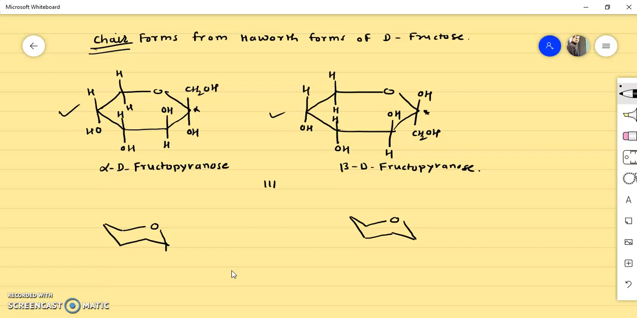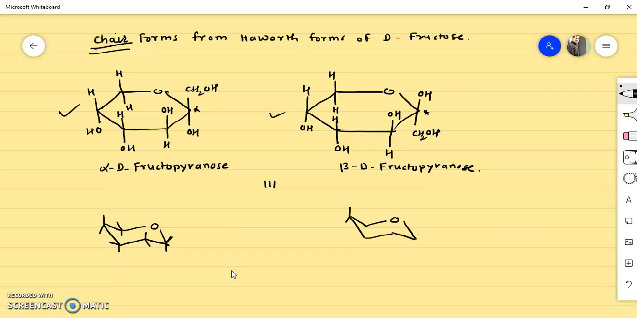Now this is axial bond, this is equatorial bond. Okay, so again this is axial bond, this is equatorial bond. Okay, this is equatorial bond, this is axial bond, this is axial bond, this is equatorial bond, and this is equatorial, this is axial. So in this way, for this chair also we can draw the axial and equatorial bonds.